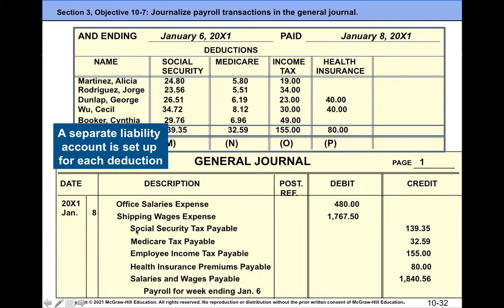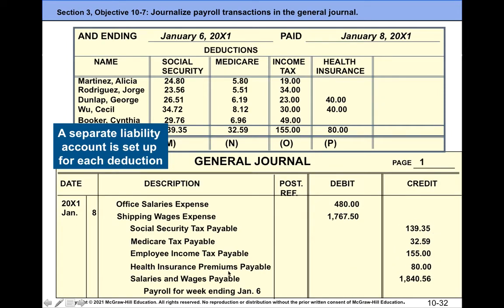I will accumulate this Social Security, Medicare, and FIT, these 3 payables, 3 liabilities, minus plus. And then once a month or once in 2 weeks, it depends on the situation, I will send the check or make an electronic payment to the IRS. So when I make a payment, these liabilities will be debited, decreased, and cash will be decreased, credited. But right now, I'm incurring these liabilities.